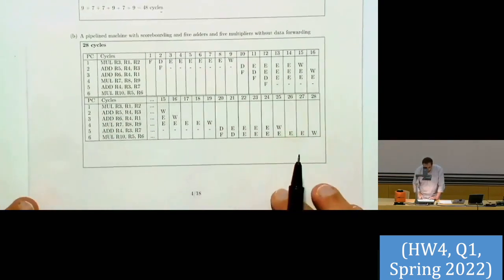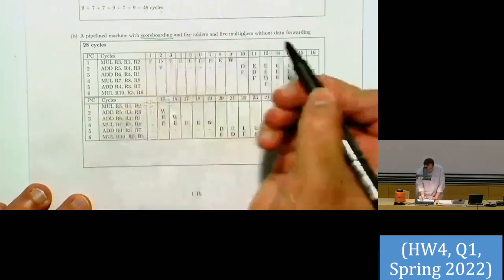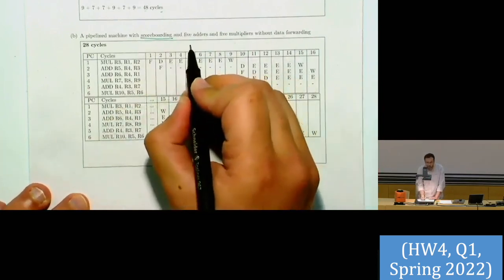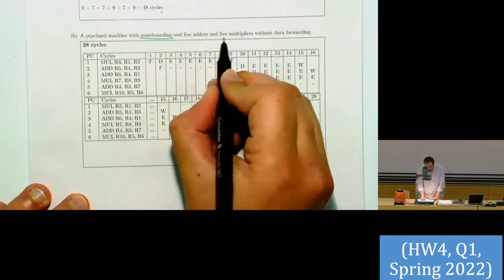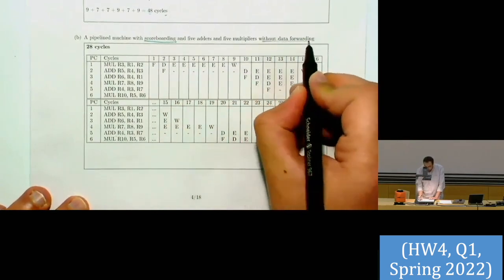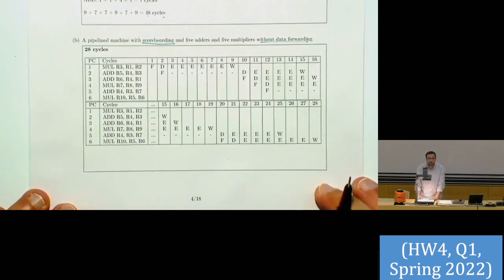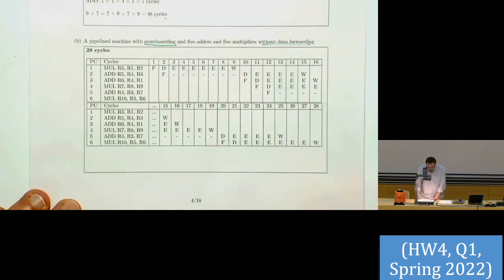In the second question, we have some configuration for pipelining. We are using this scoreboarding technique, and in our hardware, we have 5 adders and 5 multipliers, and we do not have any data forwarding, right? Okay, so one thing we need to be very careful about is the data dependencies here.